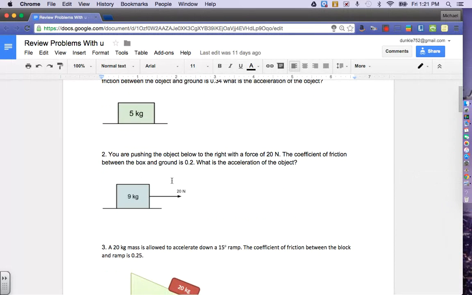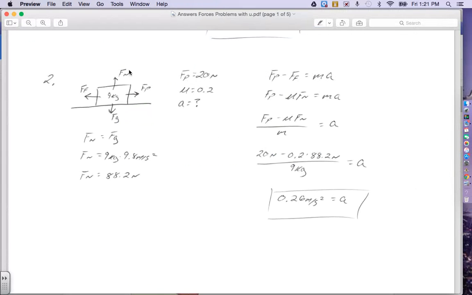Now we're going to move on and take a look at problem 2. Problem 2, you are pushing the object below to the right with a force of 20 newtons. The coefficient of friction between the box and the ground is 0.2. Now we're finding the acceleration of this situation. So in number 2, we have a normal force going up, we have a force of gravity going down, the force of push goes to the right, and the force of friction goes to the left. Numbers that were given in the problem, the force of push is 20 newtons, the coefficient of friction is 0.2, and the acceleration is my question mark.